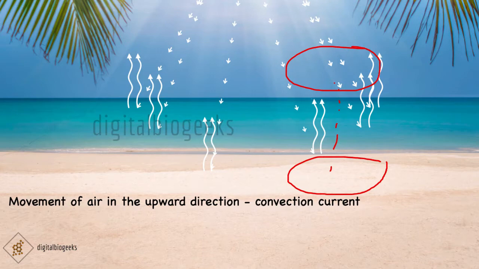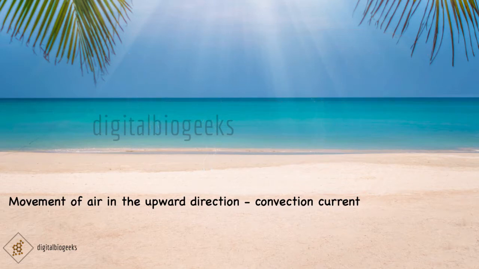This warmer air is lighter and less dense than the surrounding air. As a result, it rises up. When this air rises, it expands due to the lower pressure that exists in the upper atmosphere. As this heated air moves up, it forms a low pressure area just above the land.